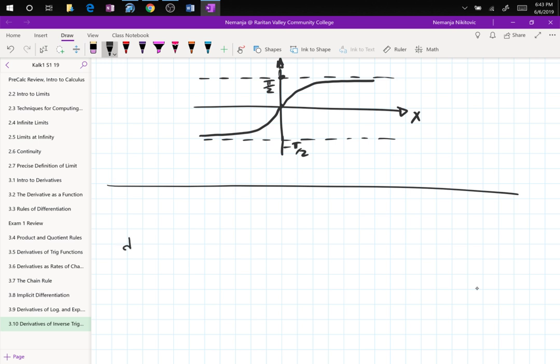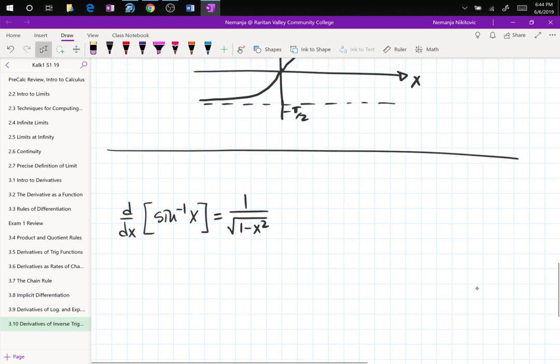So the derivative of sine inverse of x is 1 over square root of 1 minus x squared. It's the x squared under the radical, not the radical squared, right? If it's radical squared, then they cancel, of course.